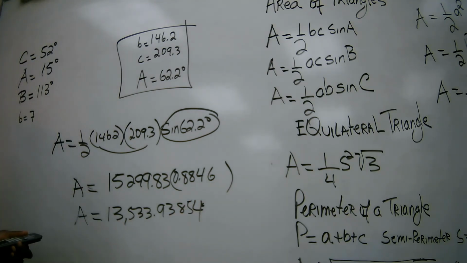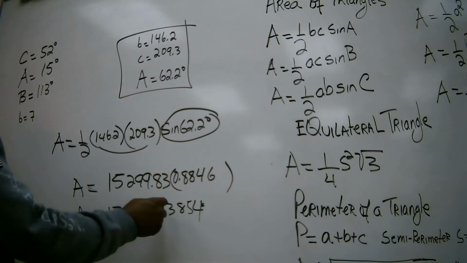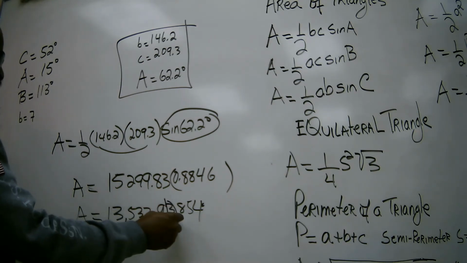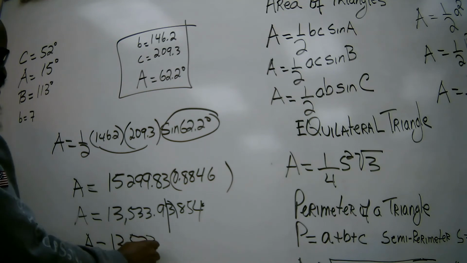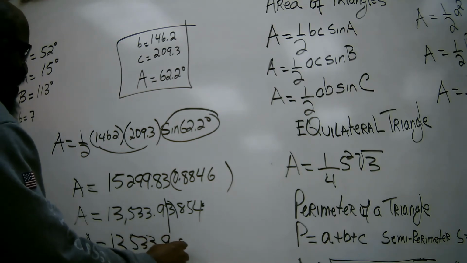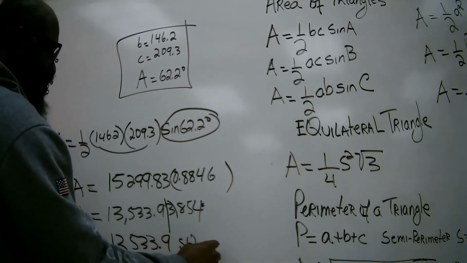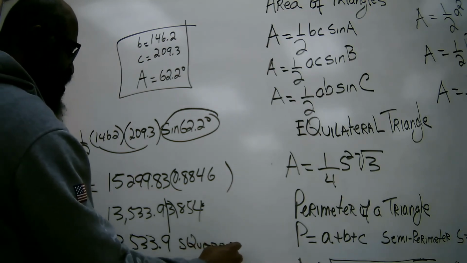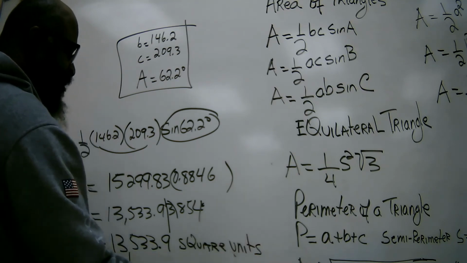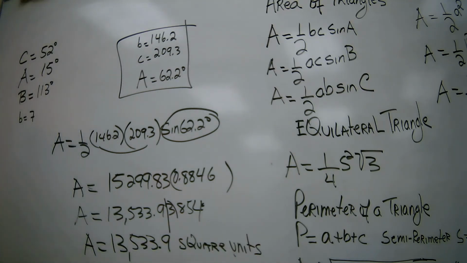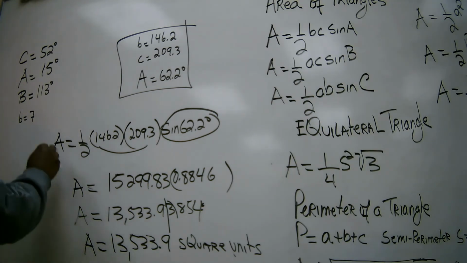And you want the nearest tenth. This is your tenth, and this is less than 5. So your area is 13,533.9. Area is expressed in square unit. So make sure you have your square unit since the unit is not given. So that would be the area of the triangle. In this case, you're done. Alright, let's move on to the next part.